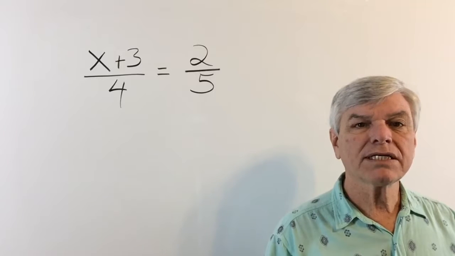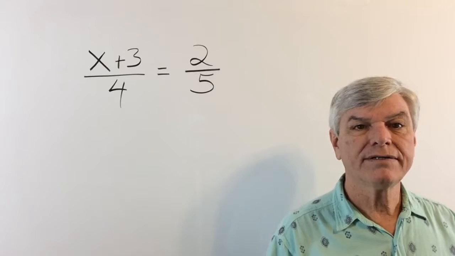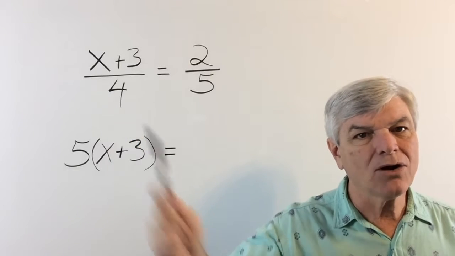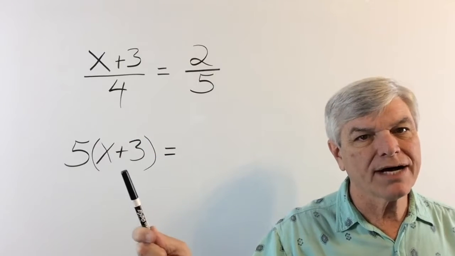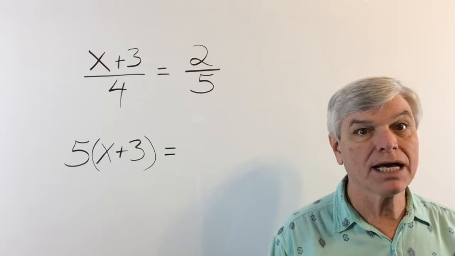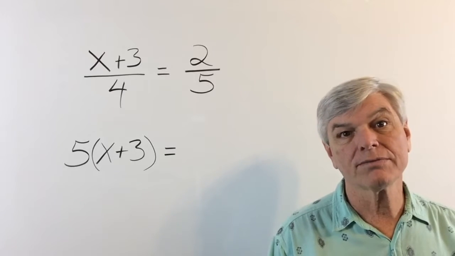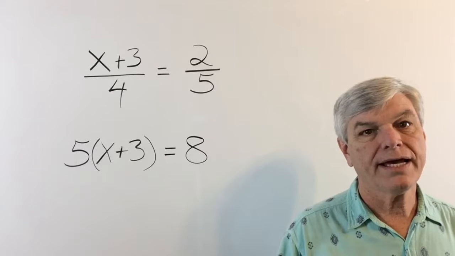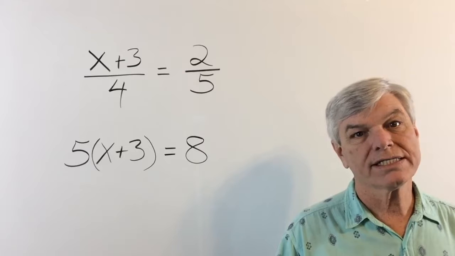So x plus 3 times 5. Don't forget that x plus 3 is a binomial, so we're going to multiply the 5 not just times the x or just times the 3. We're going to multiply it by both terms. And so that's going to equal 8, because 2 times 4 is 8.